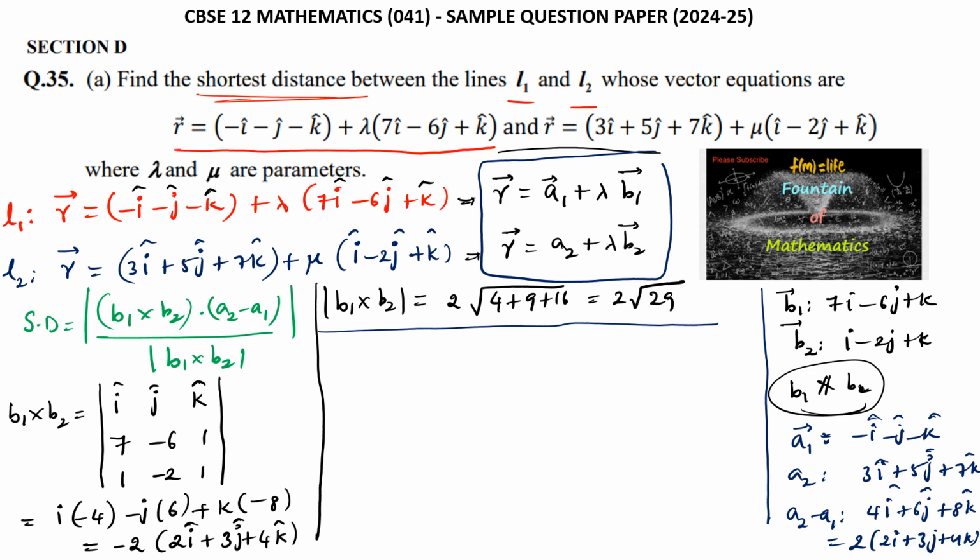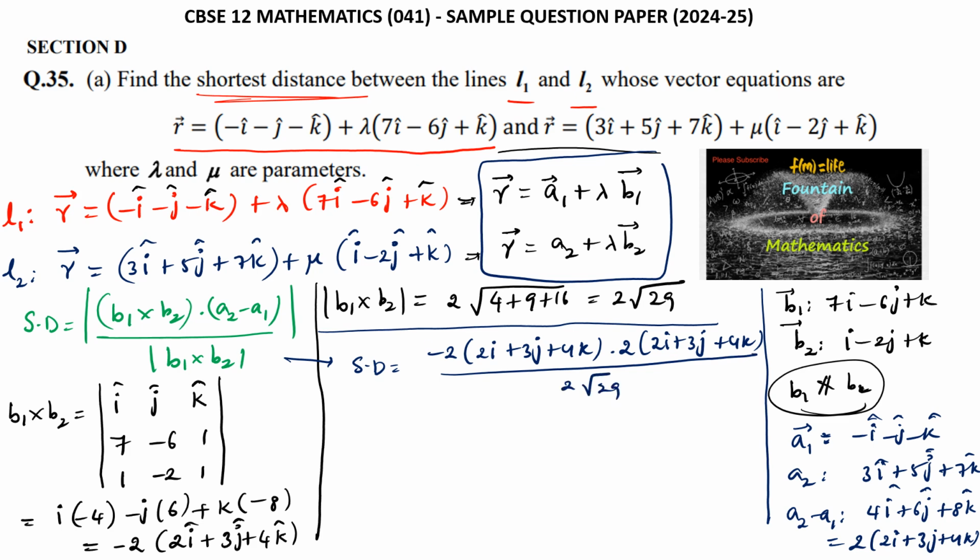So finally the shortest distance formula, let us substitute here. b1 cross b2 is minus 2 times of 2i plus 3j plus 4k, in dot product with a2 minus a1, that is 2 times of 2i plus 3j plus 4k, divided by mod of b1 cross b2, which is 2 root of 29.